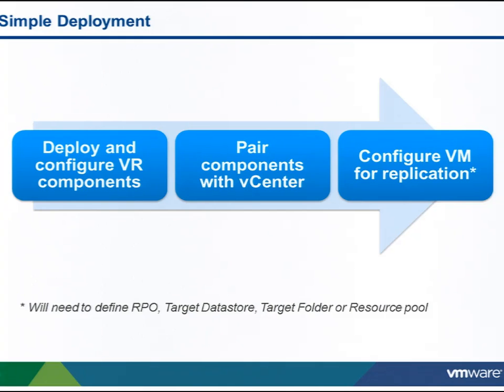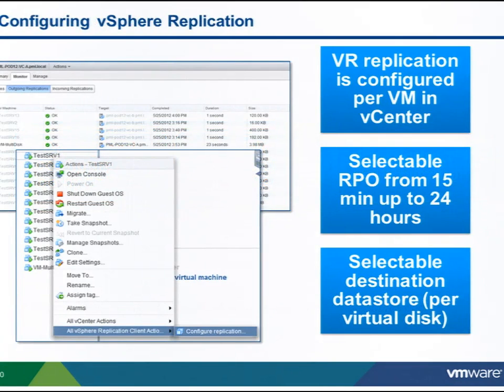It's a straightforward installation. We deploy the appliances that we need. We pair it with its local vCenter, that's handled automatically. We can pair it with the remote vCenter, the target to which we want to replicate our virtual machines, and then we configure it. We right click on the virtual machine, we select the RPO, we select the target datastore on the recovery site, and that's pretty much all there is to it. It's a very straightforward process to get the virtual machine replicating.